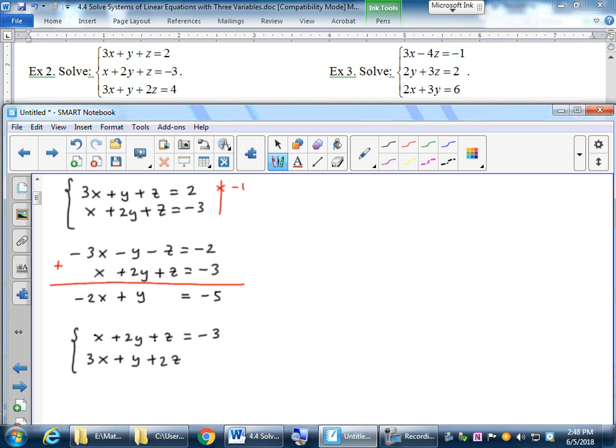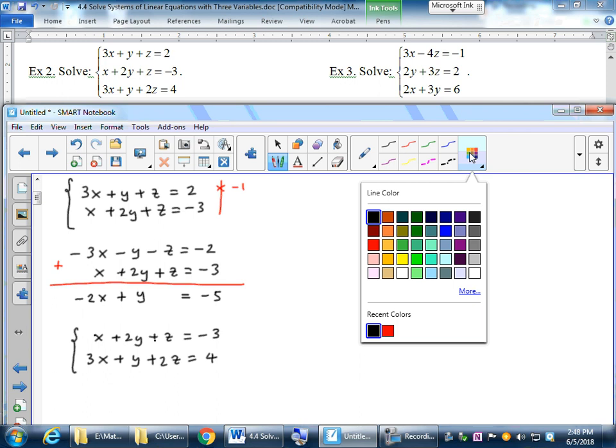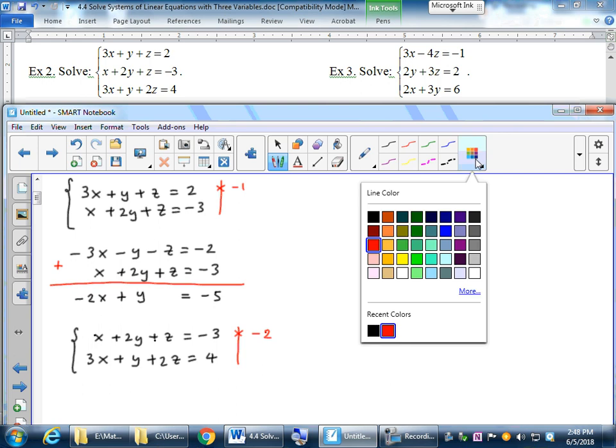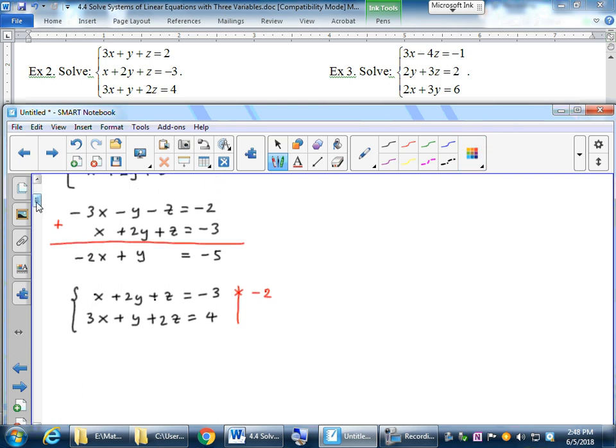The process is not short, but be patient. That's what I want you to do, okay? Be patient, and also write in format. So I'm going to eliminate the same variable z, so I have to multiply equation number 2 by -2. So this will give us -2x minus 4y minus 2z equal to 6, and 3x plus y plus 2z equal to 4.